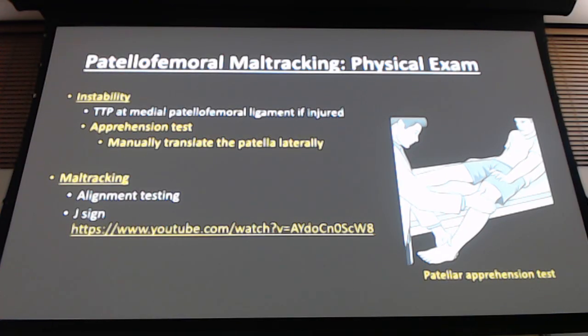Okay. I can't demonstrate it because I have to have a patient that has it. Does anybody here know that they have patella maltracking? So I found a video you guys can watch. Is anybody able to click on it and get it to go? Yeah. Okay. So you can watch that at your leisure.